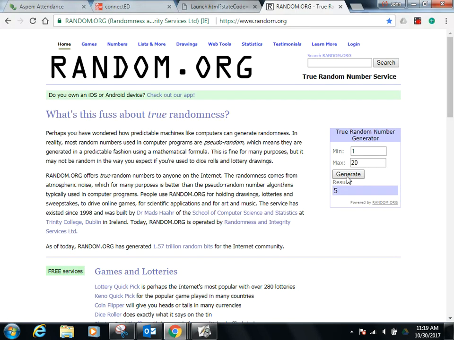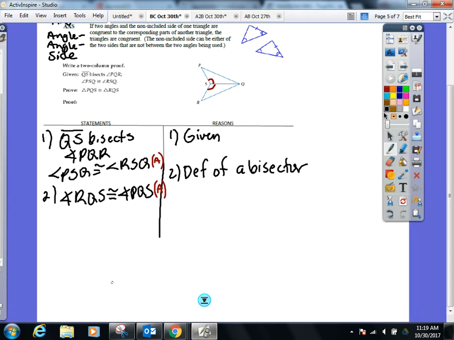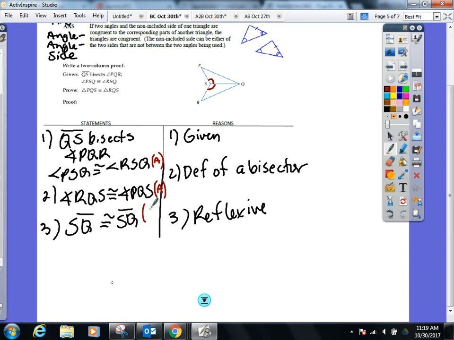What is it? Step 5 again. Would it be SQ? There you go, because of reflexive. And there is my side. Now this is the tough part. You guys have to decide, is that side in between or not? Is that reflexive side in between my 2 pairs of congruent angles?